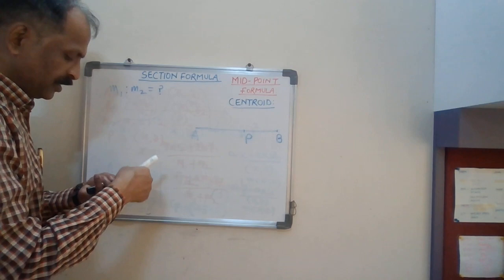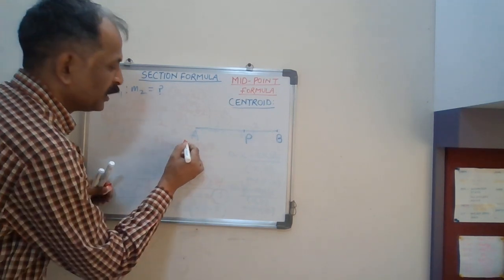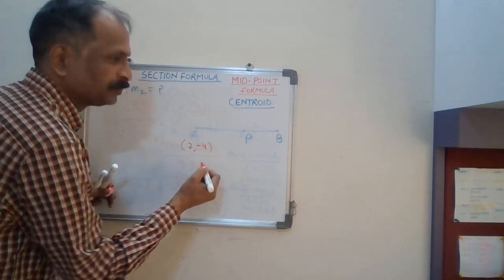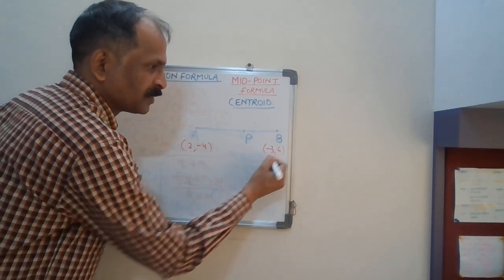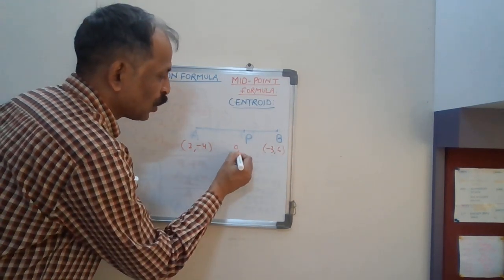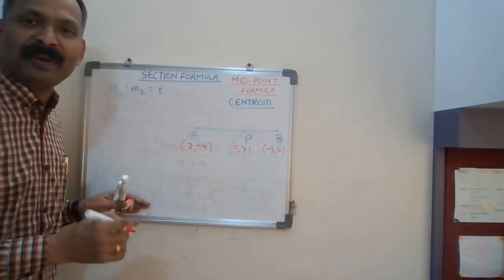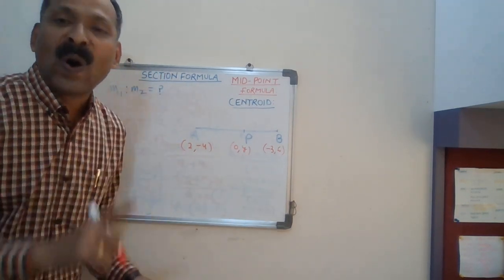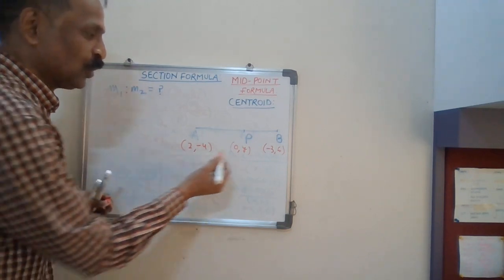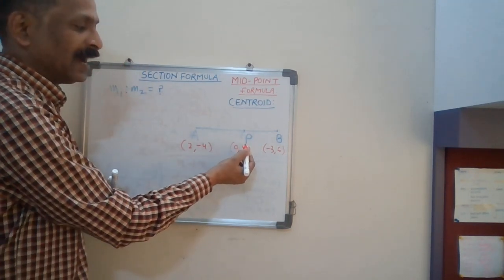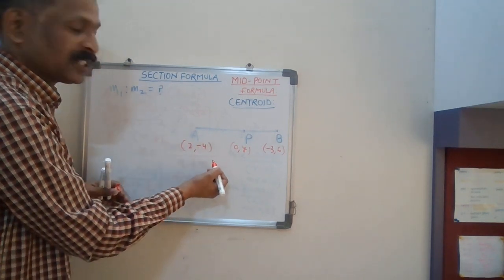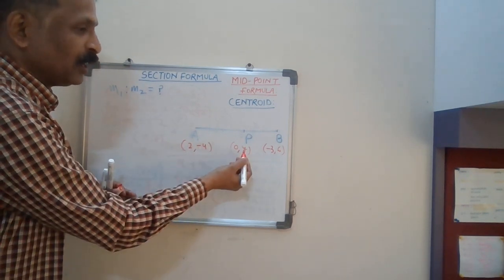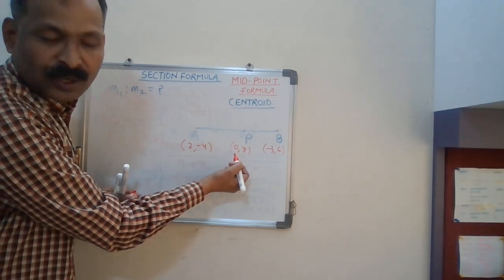And they have given the points. They have given the point. This is given 2 comma minus 4. You can do with me. And B is given minus 3 comma 6. And P is given 0 comma y. What do you mean by 0 comma y? Means this point lies on x-axis. So they may say in the question, if the point P lie on x-axis, find the ratio in which it divides AB and find the value of y or the coordinates of P.